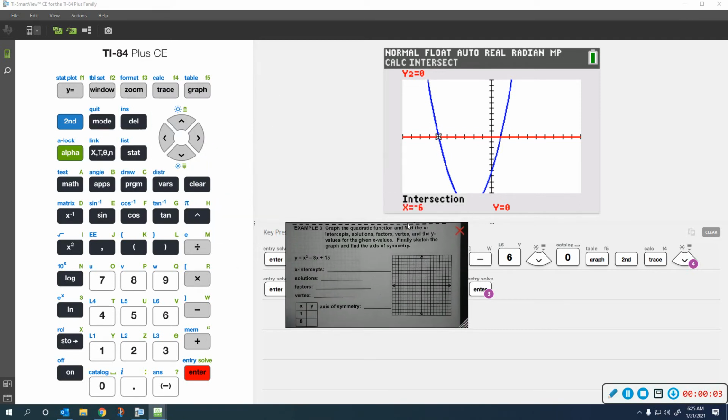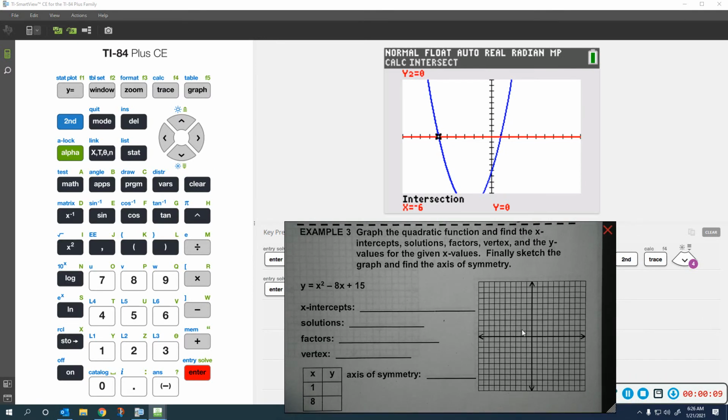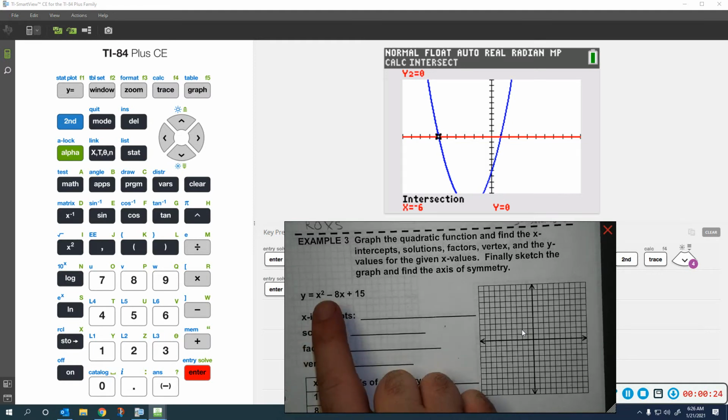Continuing on the notes, we're at example 3 now. It says, graph the quadratic function and find the x-intercept, solutions, factors, vertex, y values, given x values, finally sketch the graph and find the axis of symmetry. Alright, I know that seems like a lot of information, but let's go through those steps.